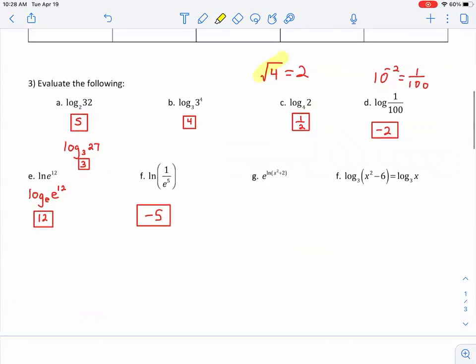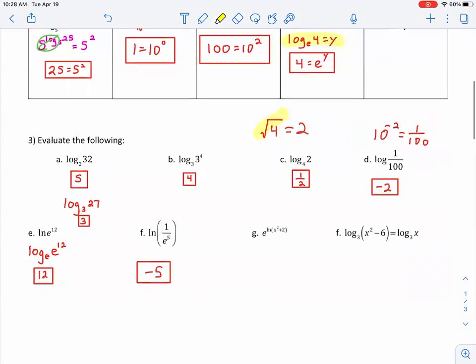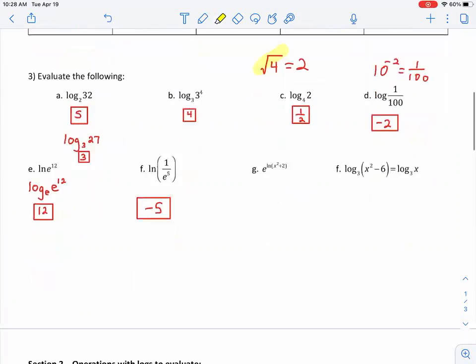We then talked about what the function of a log means. This log base 2 of 32 means 2 to what power equals 32? Well, 2 to the 5th is equal to 32. So that's kind of the concept of a log.